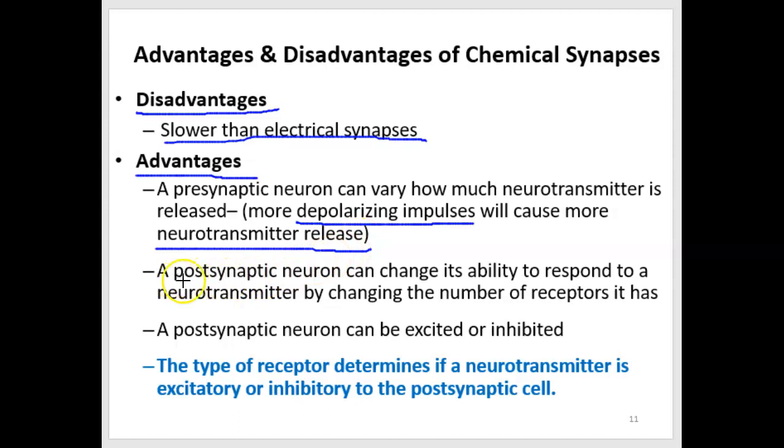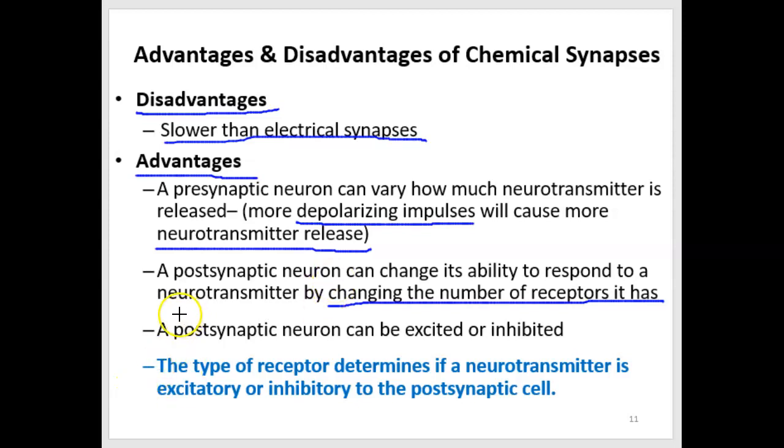In addition, the postsynaptic neuron can change its ability to respond to neurotransmitter. Now, it's not like it thinks about this, but biologically what can happen is a postsynaptic neuron can change the number of receptors it has. It could have more receptors or less receptors, right? So more receptors, you would get more of an effect. Less receptors, you'd get less of an effect.